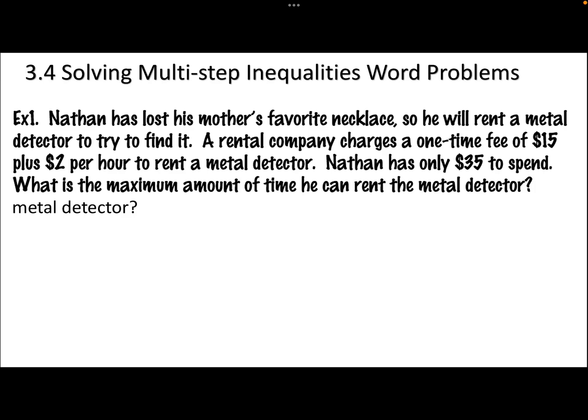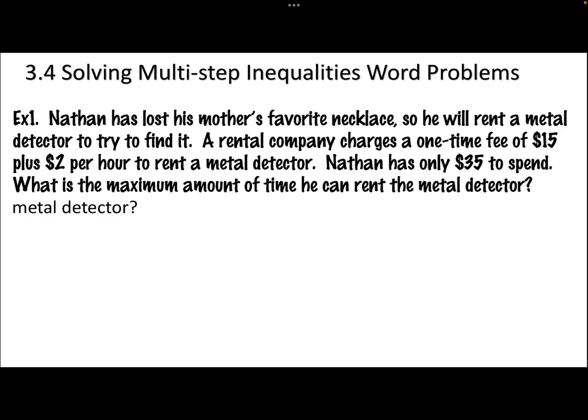Today we're going to be looking at solving multi-step inequality word problems. The process is going to be very, very similar to solving multi-step equation word problems. We're still going to define our variable. Instead of writing an equation to solve, we're going to write an inequality to solve.